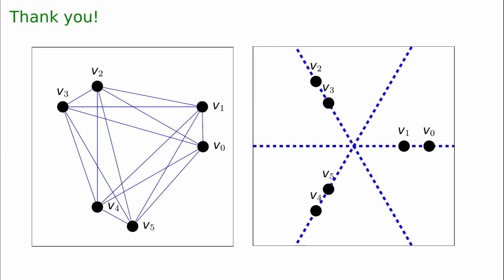This illustration just shows the difference on the left between an MDS3 code and a code on the right that's not MDS3, because the three subspaces shown by the dashed lines intersect.